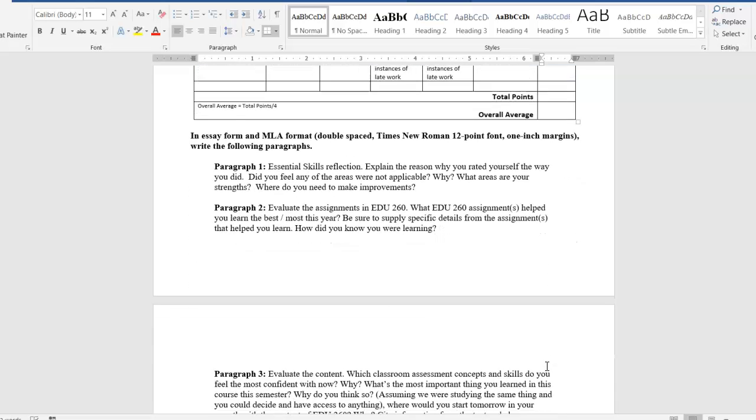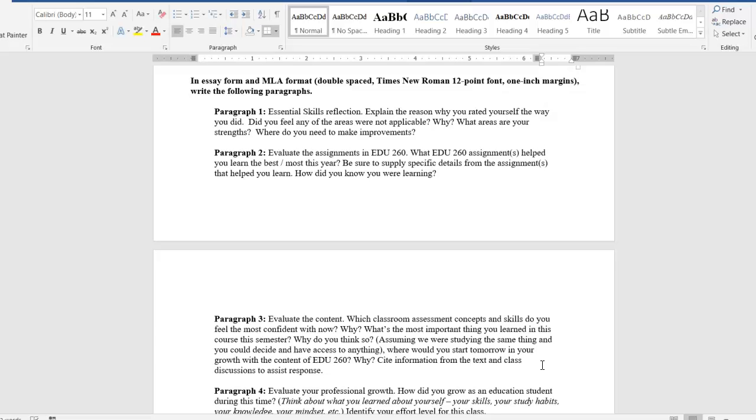The next part is the essay. The essay does not have a required length. I cannot give you a length on the essay. It needs to be based on just answering the questions and the prompts. The essay does need to be in essay format in MLA style.